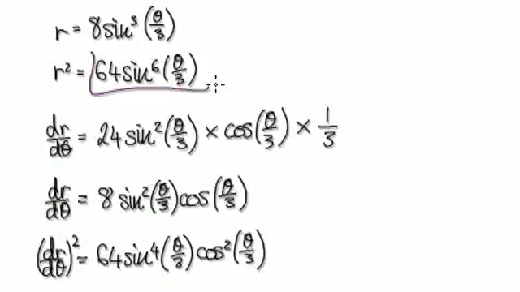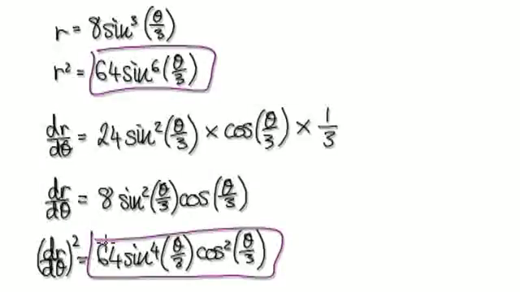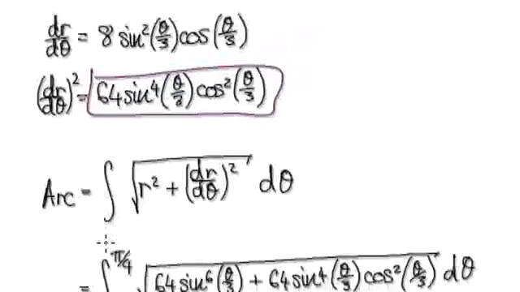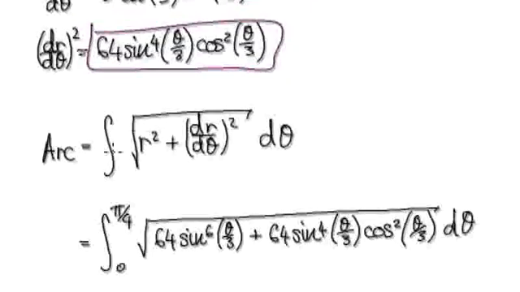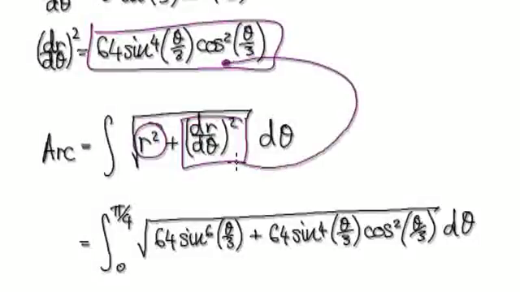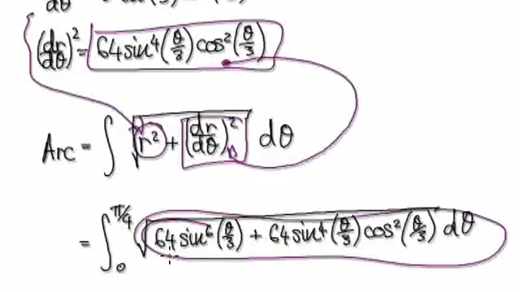So now we've got our r squared. Now we've got our dr by d theta squared. We can then put it into here. Looking at this, we've got our r squared and our dr by d theta squared, so putting this into here. And earlier up there we can put it into the r here. That will give us this thing here.